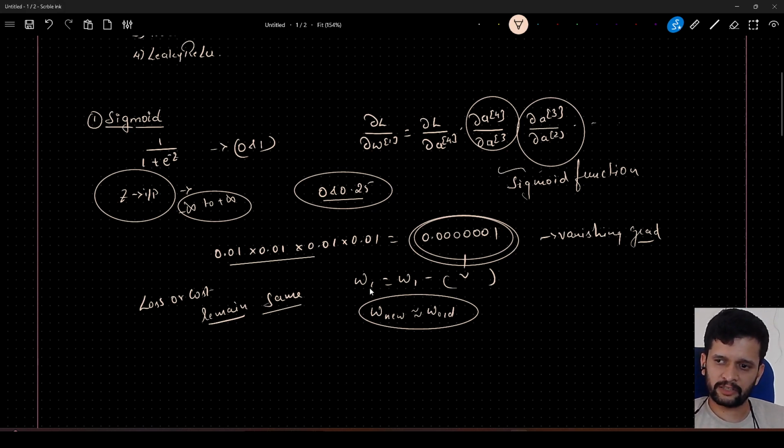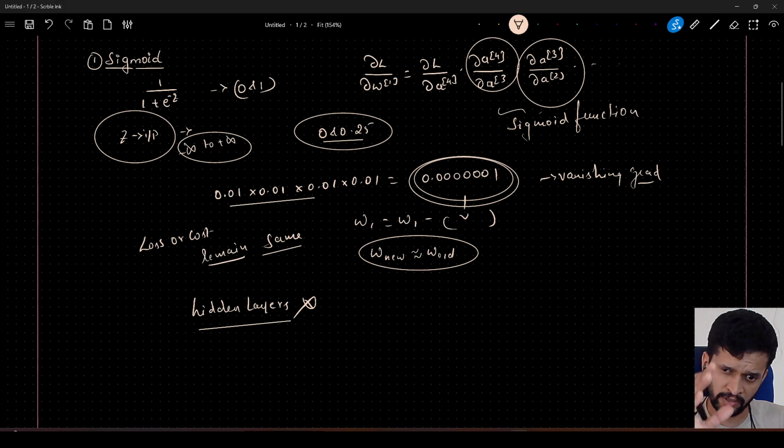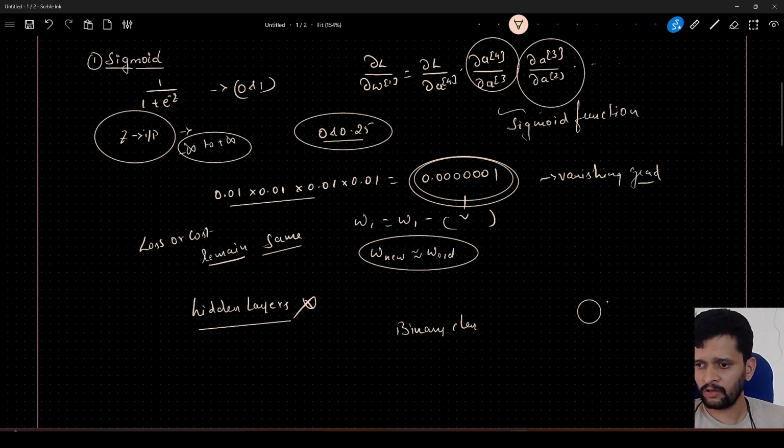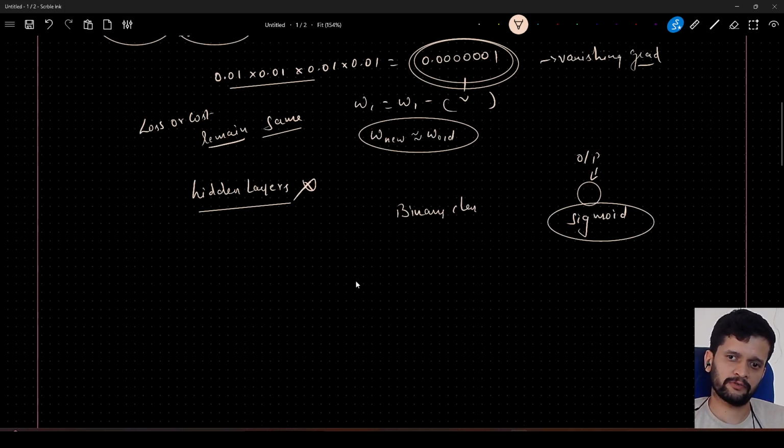And since we have the vanishing gradients problem, we will not use sigmoid as an activation function in our hidden layers. So generally, where will we use sigmoid? Generally, if we are dealing with a binary classification problem, the output neuron will have the sigmoid activation function. Apart from the output, the sigmoid activation function should never be used in any of the hidden layers. Okay, so keep that in mind. Okay, this is one thing about sigmoid.